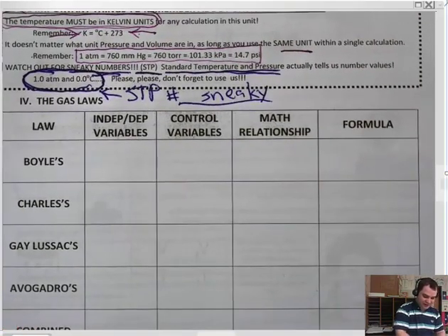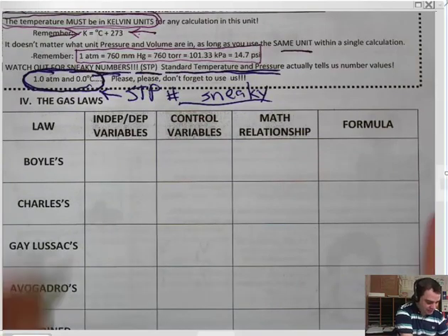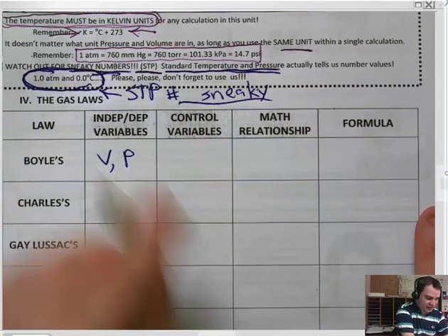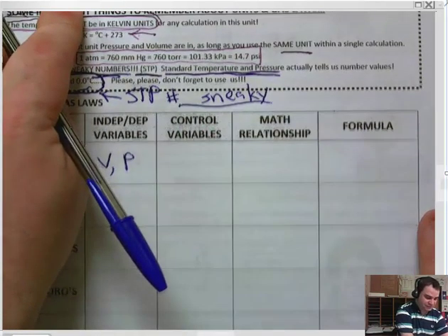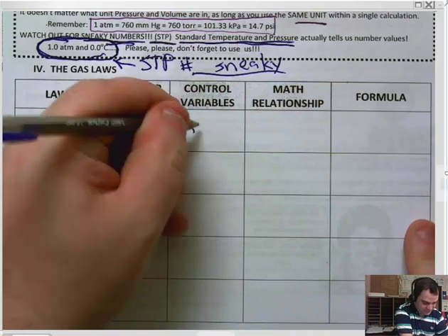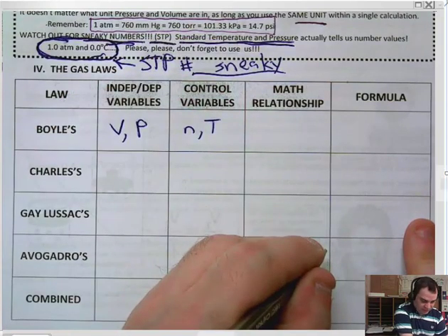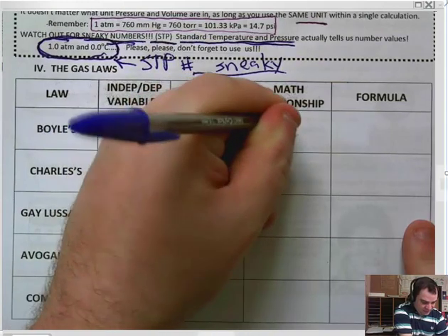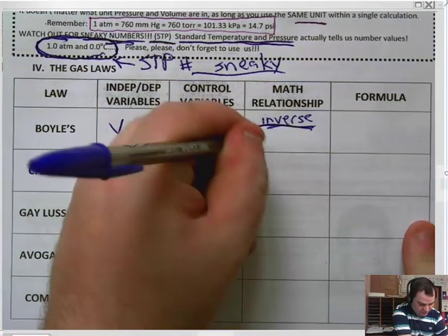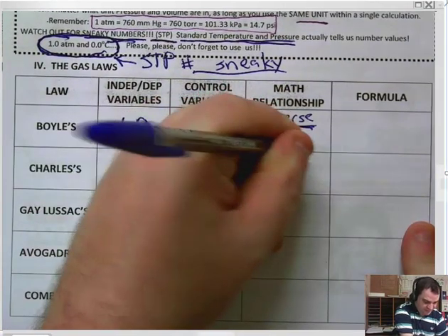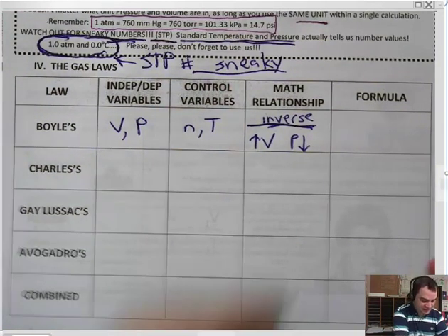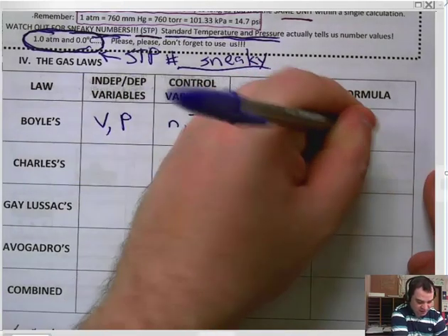Okay? We have Boyle's law. The independent variable for Boyle's law is volume. The dependent variable is pressure. Okay? Notice I did not mention moles and temperature. So those are my control variables. N and T. The relationship. This one is an inverse. This is the only inverse law. Which means if volume goes up, pressure goes down. You increase the volume, the pressure decreases. And this is the infamous P1V1 equals P2V2.